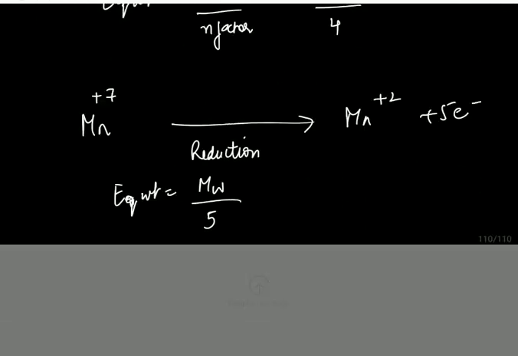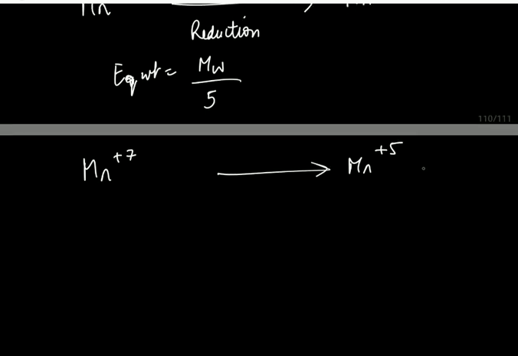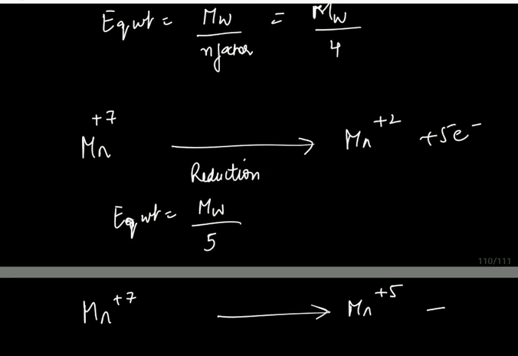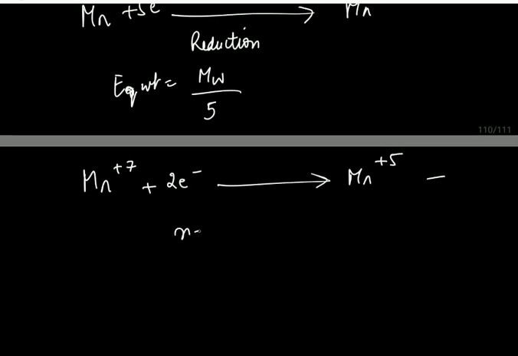So I can show over here, if it is manganese +7 changing into manganese +5, it's again reduction by gain of how many electrons? So over here, just write: gain of electrons. How many electrons is it gaining? 2. So the n factor over here will become 2.